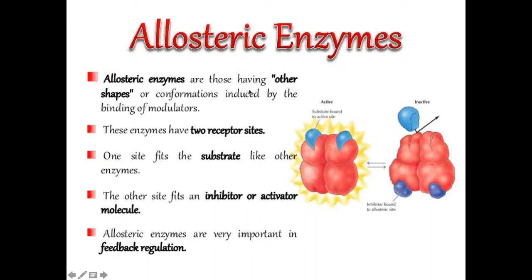So allosteric enzymes are those having other shapes or conformations induced by the binding of modulators. These enzymes have two receptor sites. One site fits the substrate like other enzymes. The other site fits an inhibitor or activator molecule, and allosteric enzymes are very important in feedback regulation.